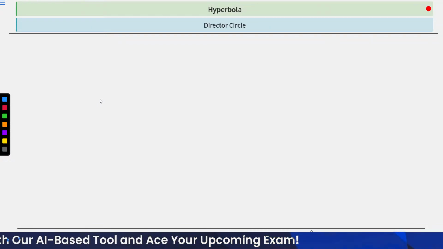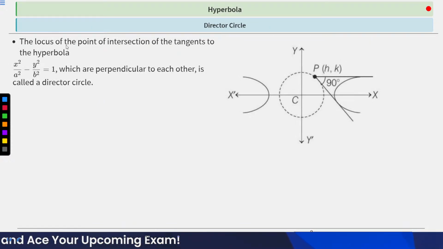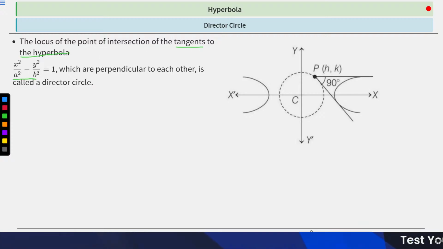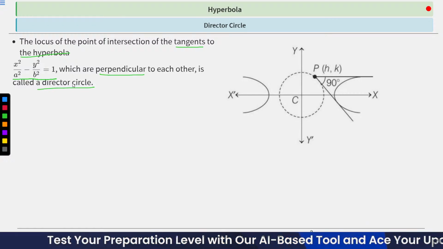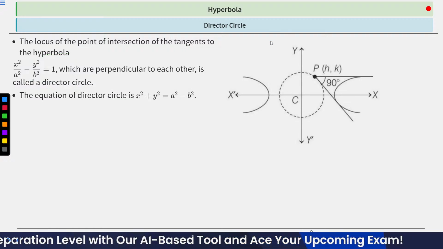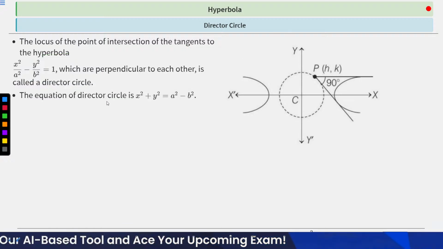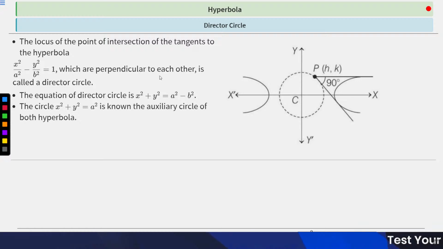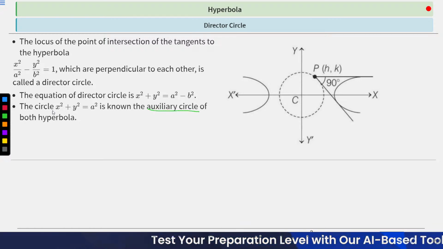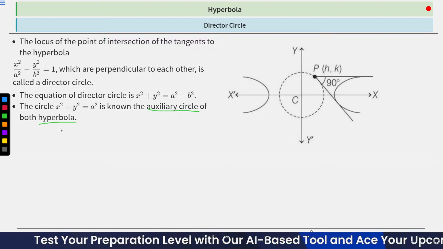Now the director circle definition. The locus of the point of intersection of tangents to the hyperbola x squared by a squared minus y squared by b squared equals 1, which are perpendicular to each other, is called the director circle. The equation of the director circle is x squared + y squared = a squared − b squared. The circle x squared + y squared = a squared is known as the auxiliary circle of both hyperbolas.